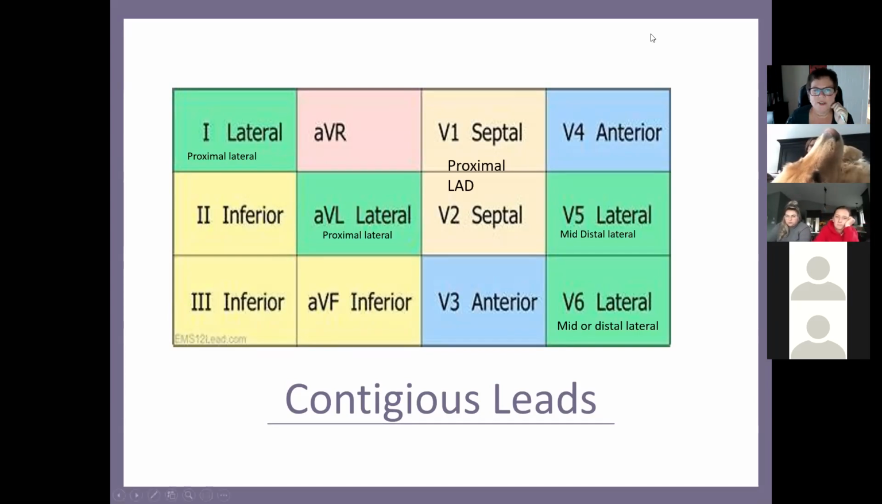Yes, so my circumflex. And oftentimes you will hear lead 1 and AVL referred to as high lateral or proximal. V5 and V6 look more mid or distal circumflex. So you have to know that. You have to know your contiguous leads and the blood flow related to each.